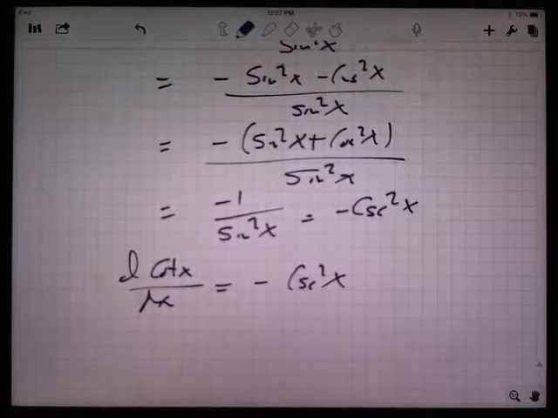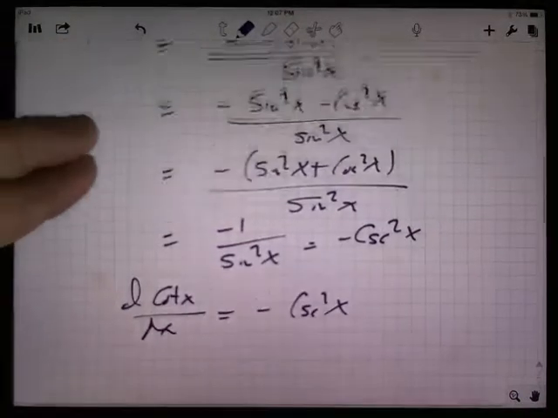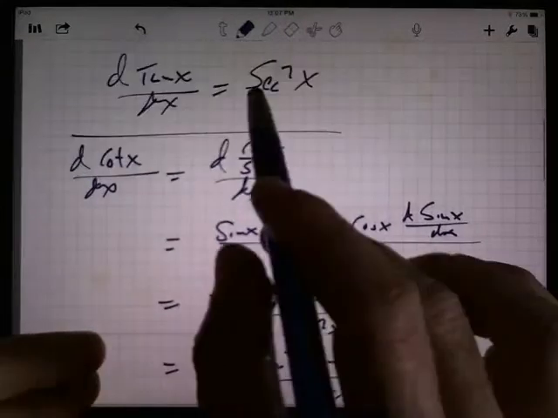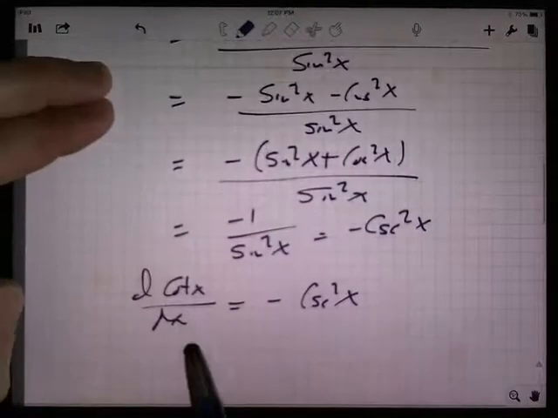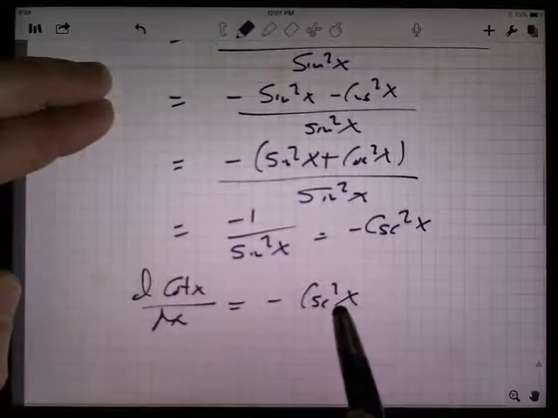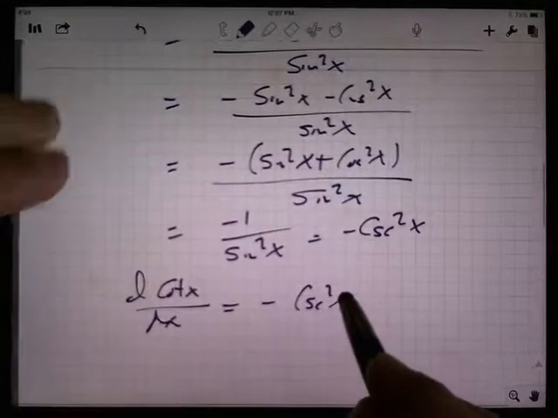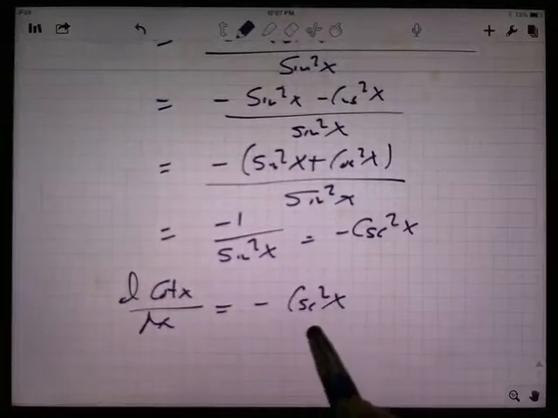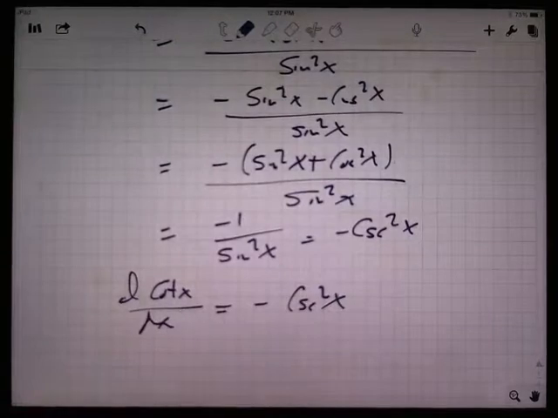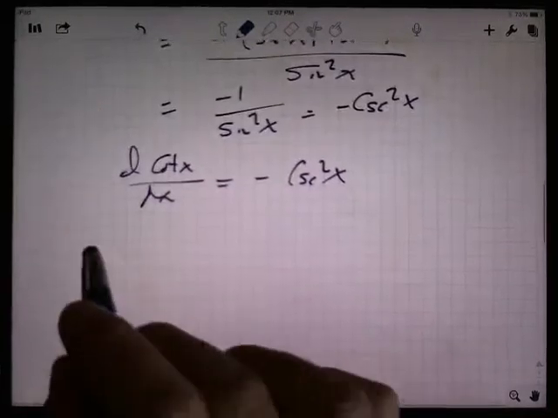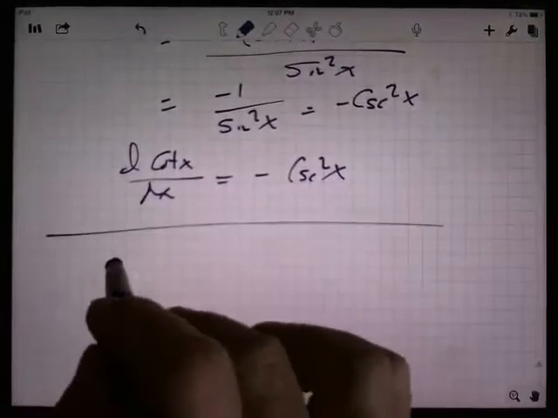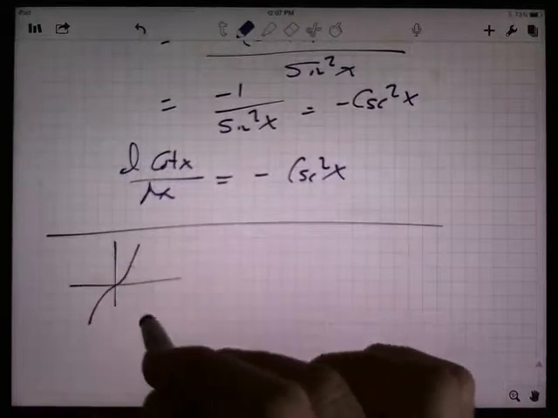All right, so we did the tangent. The derivative of tangent was secant squared. The derivative of cotangent is negative cosecant squared. Well, they're kind of the same. They're certainly similar, but cotangent is negative. Actually, that makes a bit of sense to me, because if I look graphically here, if you look at the graph of the tangent curve, right?